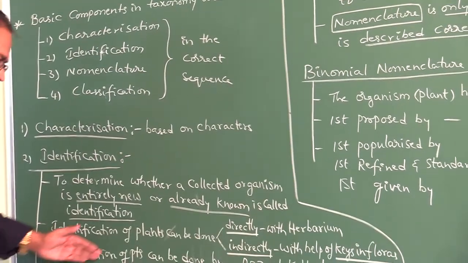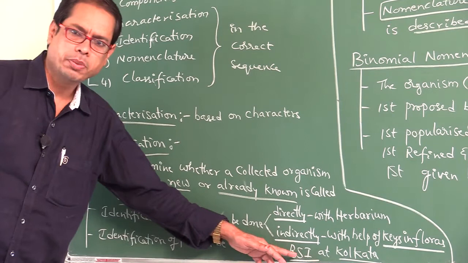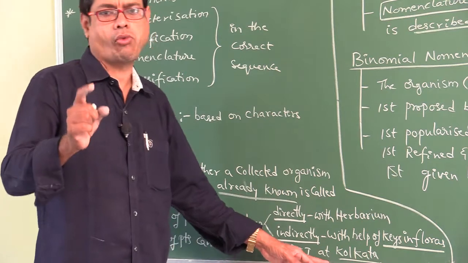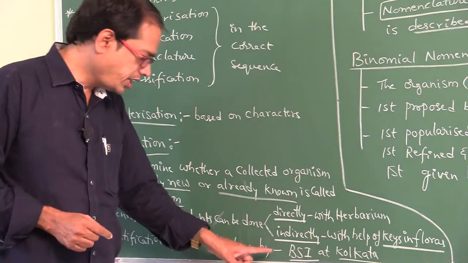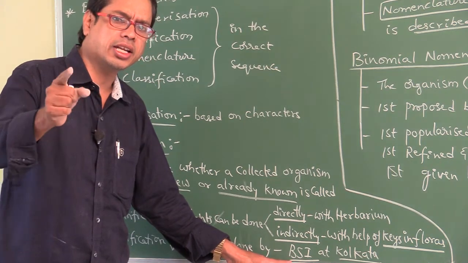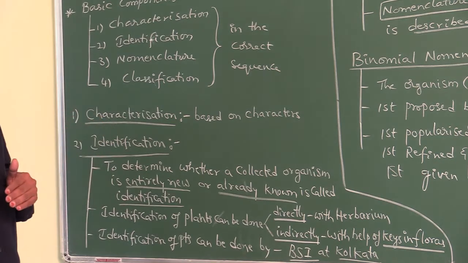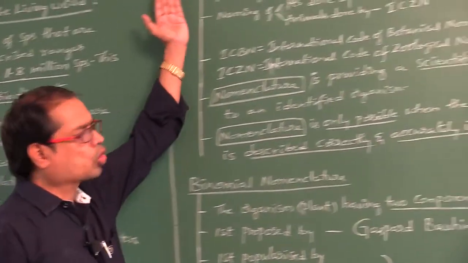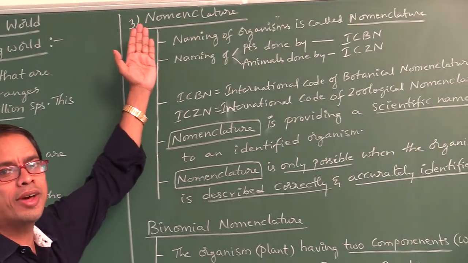Next, identification of plants can be done by which organization? BSI. BSI means Botanical Survey of India, located at Kolkata. So that is about identification. After identification, what do we have to do? We have to give the name of that plant. So look here, nomenclature. The third component in taxonomy is nomenclature.